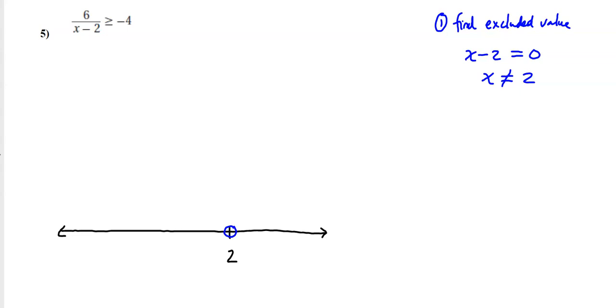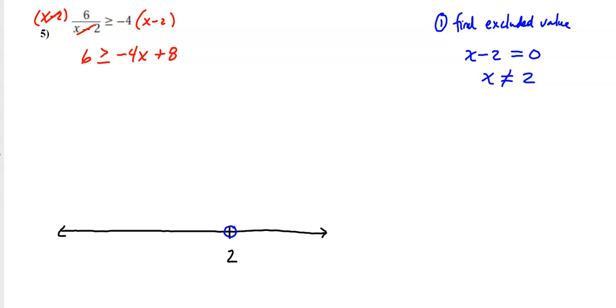Then I'm just going to solve this thing as is. We started this in class, and I'm going to do it a little bit differently than I did in class. I think this will work easier. I'm going to multiply both sides by x minus 2. So times this side by x minus 2, times this side by x minus 2. That goes away, and I get 6 is greater than or equal to negative 4x plus 8.